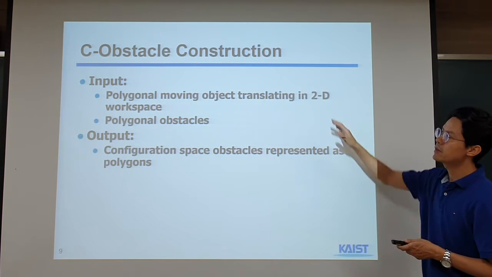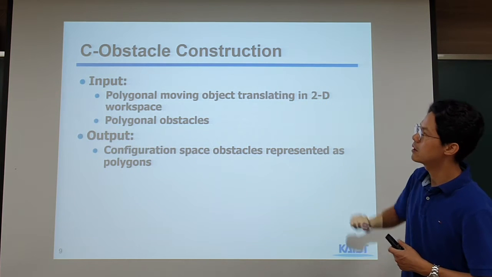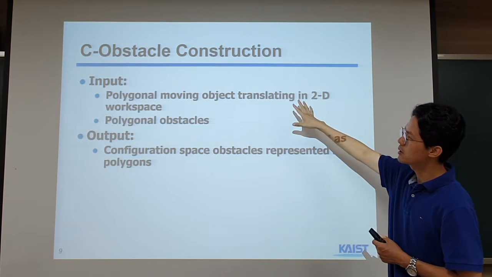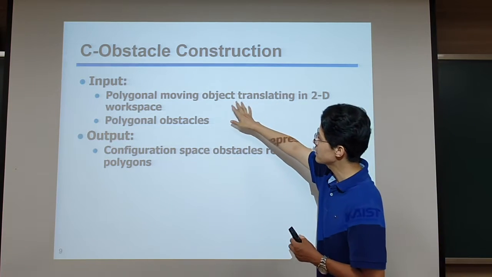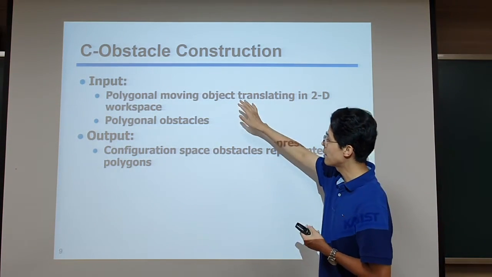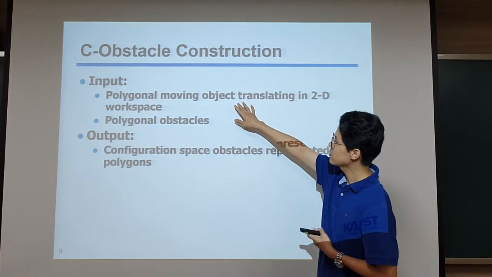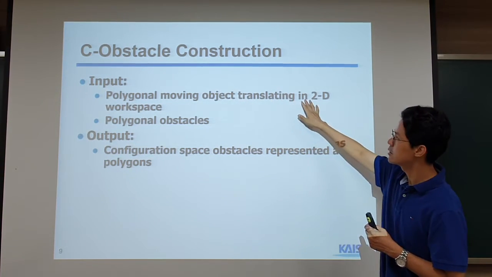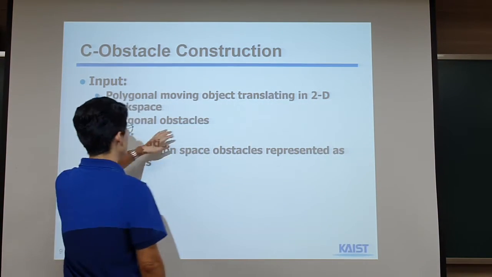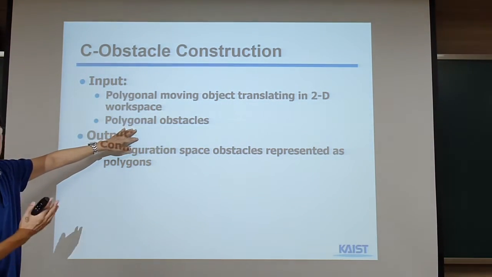So now I'll talk about this C obstacle construction method. Here we assume that the input is a polygonal moving object. Sometimes I use the word robot, or sometimes I use this moving object. The polygonal moving object, nothing but a robot, is translating in the workspace. Just simple cases. Also we assume that the obstacle is also given with polygonal shapes.